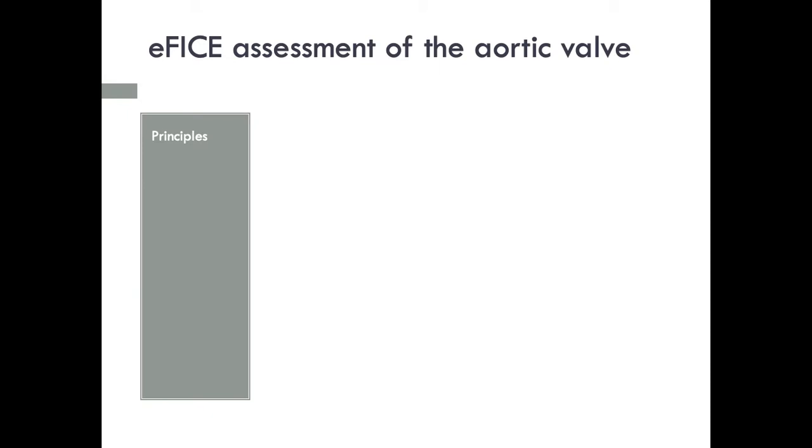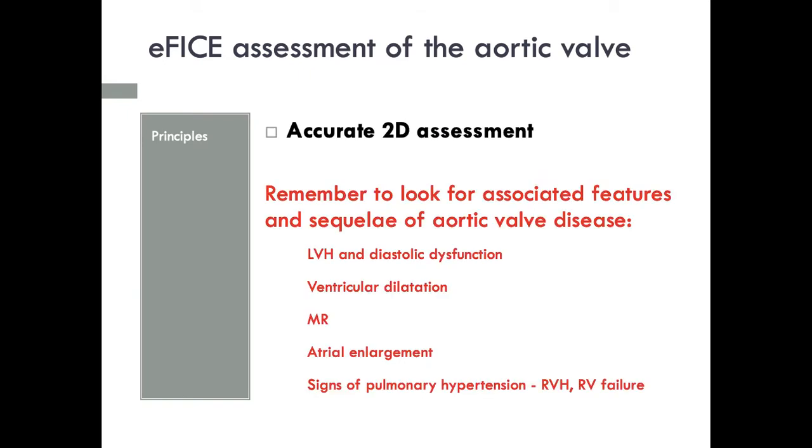So how do we assess the aortic valve, and what are the principles of how we go about it in the intensive care setting? First of all, we need to start off with an accurate 2D assessment of the valve, and not forgetting to have a look for all the associated features and the sequelae of aortic valve disease.